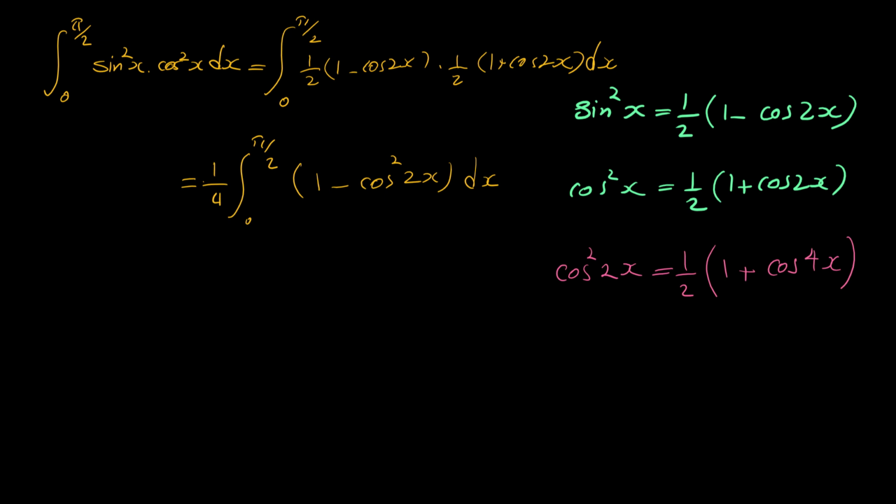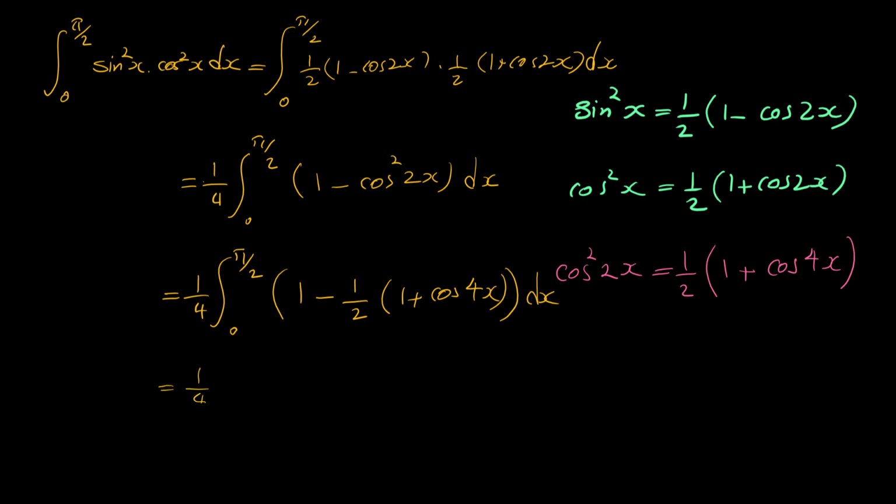So here we have 1/4 integral from 0 to pi over 2 of 1 minus 1/2 (1 plus cosine of 4x) dx. Multiply 1/2 in the bracket. Then we have minus 1/2 minus 1/2 cosine of 4x. So this equals 1/4 integral from 0 to pi over 2 of 1 minus 1/2 minus 1/2 cosine 4x. 1 minus 1/2 is 1/2. So we can write this as 1/2 minus 1/2 cosine of 4x dx.